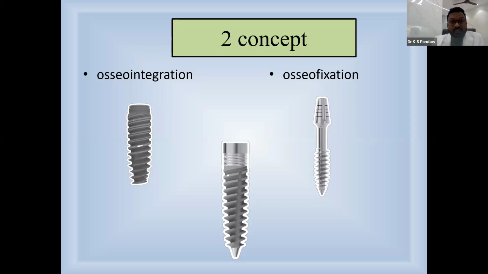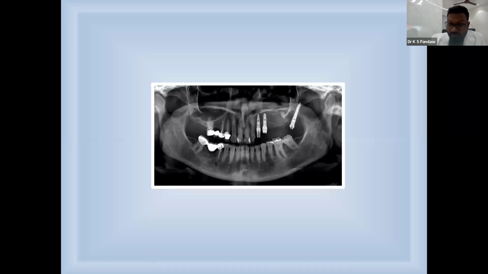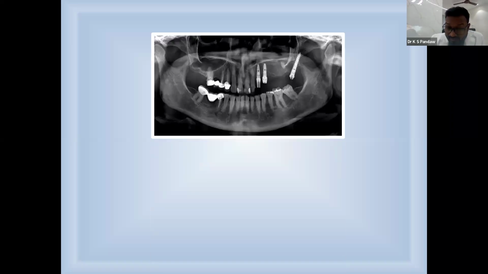So initially we are loading it immediately because we have bicortical engagement, and over a period of time bone formation occurs and it becomes osseointegrated. So in this implant system we get ossification and osseointegration both. Nowadays I have shifted all my patients from conventional or basal to this hybrid implant system. And as I am a consultant visiting many clinics, it has become more difficult to manage all these things.